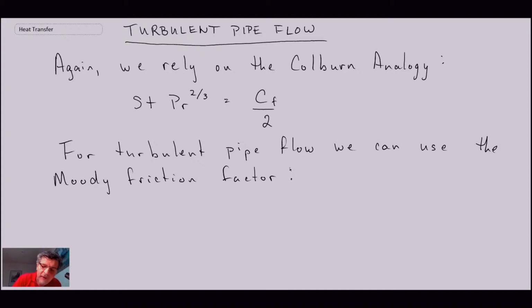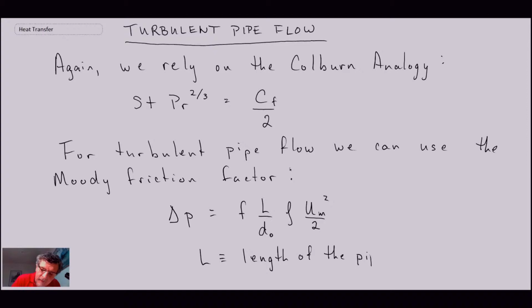And so what we'll be doing is using the Moody friction factor, and this friction factor can either be obtained from the Moody diagram, or it could be obtained from something like the Colebrook-White equation, where you have to iterate and then determine the friction factor. But if you recall, the friction factor can be related to pressure drop. And in this expression, L is the length of the pipe, or the section that this pressure drop pertains to.